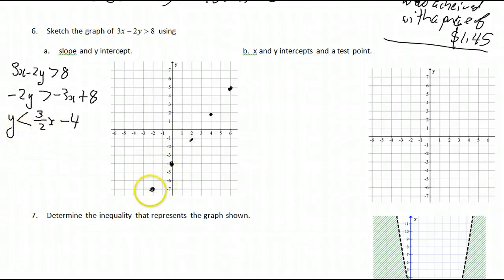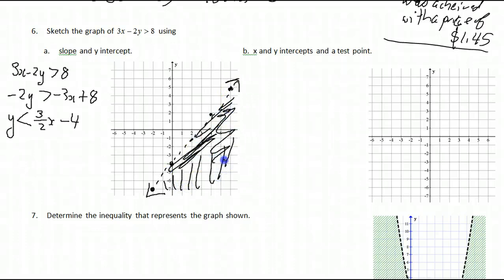Strictly less than, dashed line, arrows, because it continues on in both directions, so don't forget the arrows. Y is less than, so all the y values will be below this line. And so I'm not going to go with the highlighter. I'm just going to shade this in.